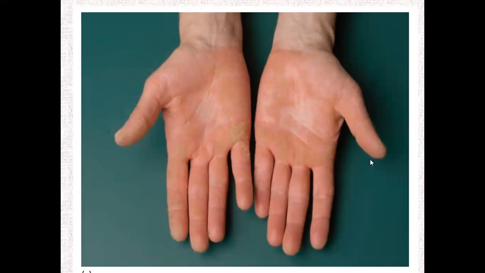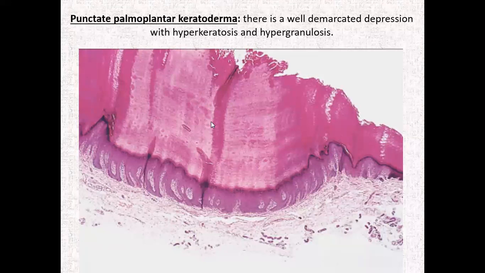So if you look closely, you can see these punctate lesions. The small punctate round lesions are seen on the palmar aspects of both the hands. If we do the histology, there is well demarcated depression with thick hyperkeratosis and hypergranulosis. So this is the histology of a punctate lesion.